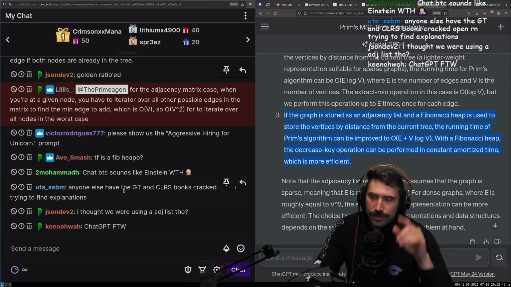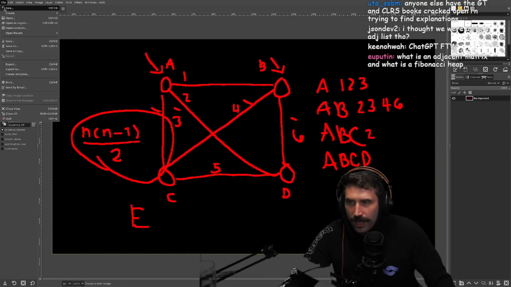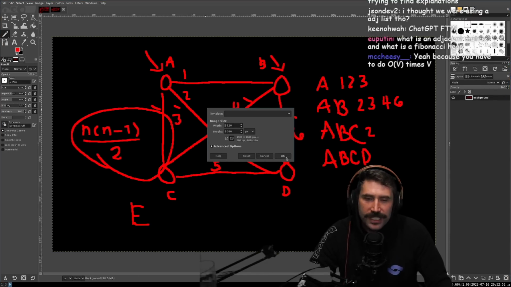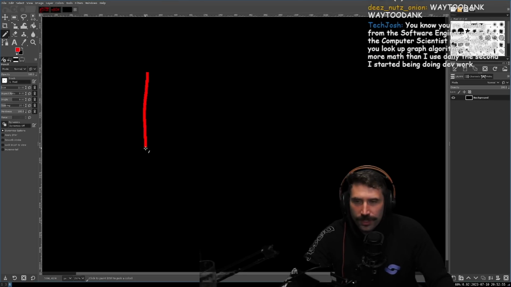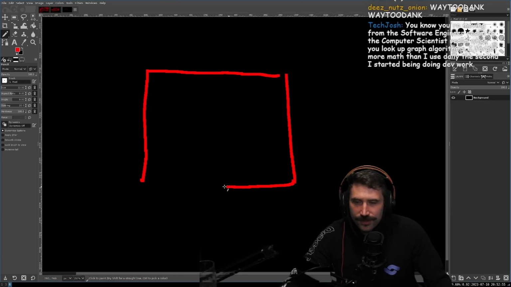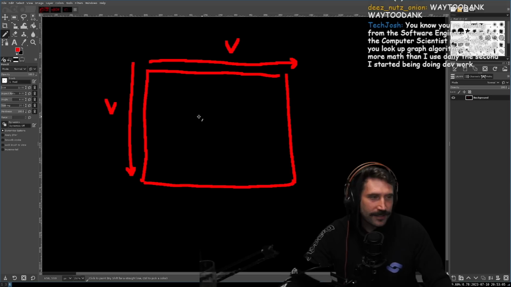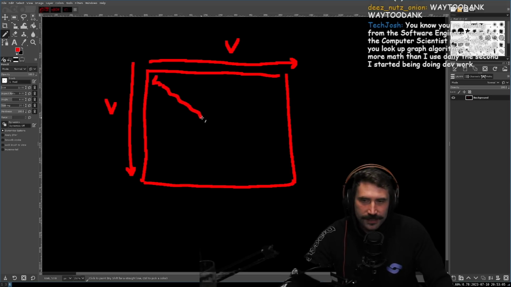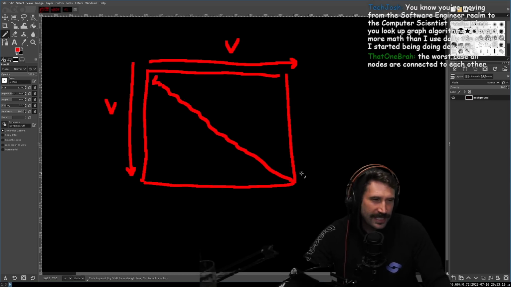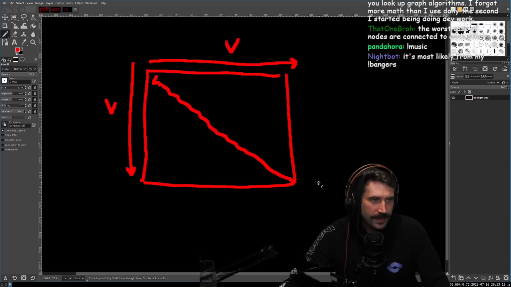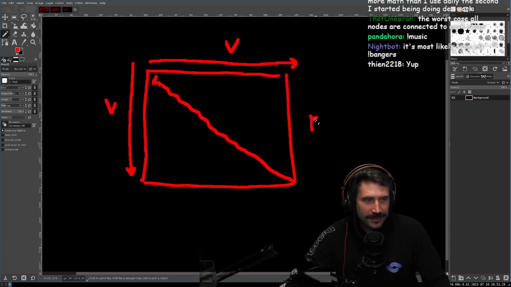I think actually, dude, I totally understand now why V squared equals E. I'm so stupid. Of course, when you say an adjacency matrix, it's a V by V matrix, where obviously the diagonal doesn't exist, unless there are self-references. How did I not see this immediately? I'm so stupid for not making the most obvious connection, that E, in the worst case, literally equals V squared.